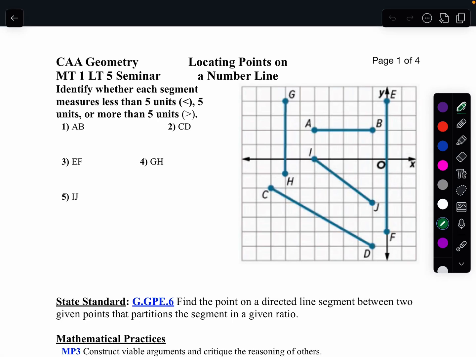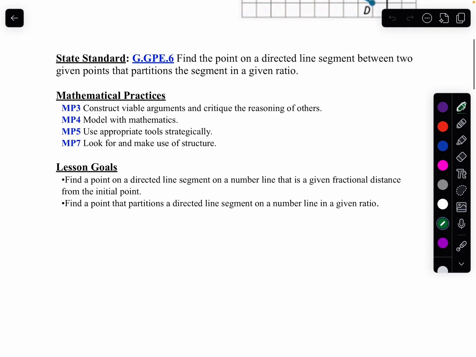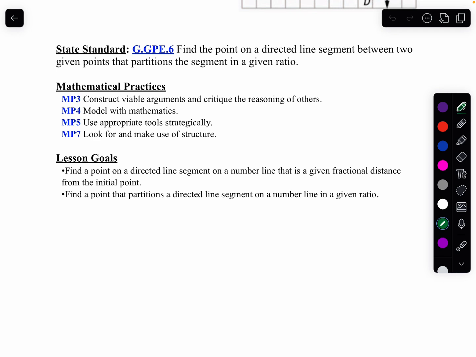To your MT1 LT5 seminar on locating points on a number line. Do the first 5 questions and then we'll go over them in class, or do them just as some prior knowledge. So what I want you to do is find the points on a directed line segment on a number line that gives a fractional distance from the initial point, and find the point that partitions a directed line segment on a number line in a given ratio.